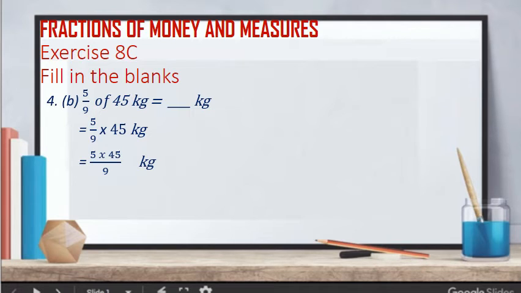Now we can divide 45 in the numerator and 9 in the denominator by common number 9. So 45 divided by 9 gives 5 and 9 divided by 9 gives 1. So now what is left? 5 multiplied by 5 upon 1, which in turn is equal to 25 kg. So we can say that 5 by 9 of 45 kg is equal to 25 kg.